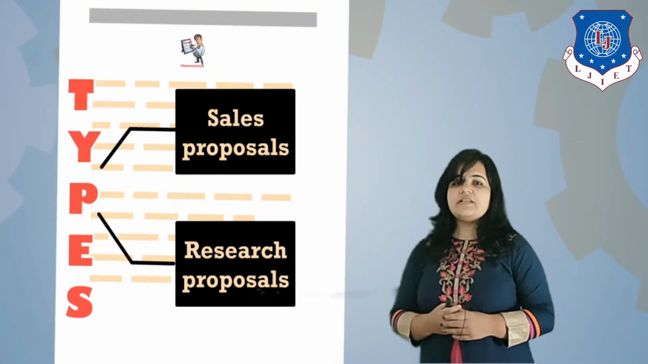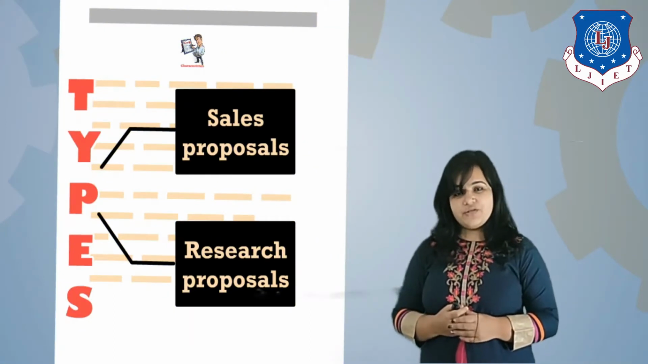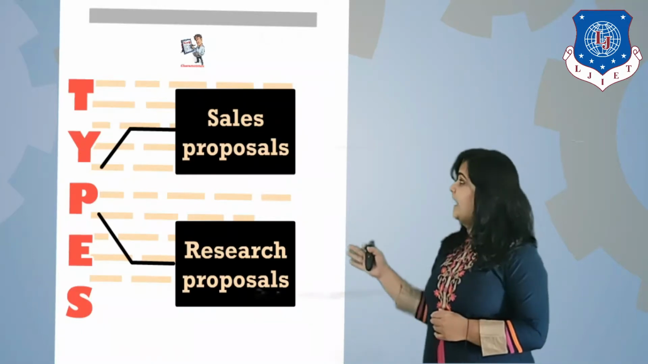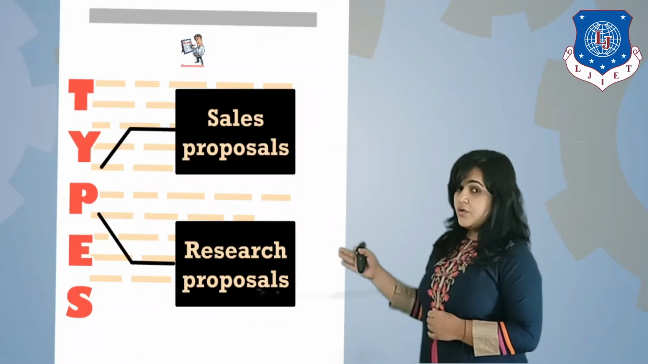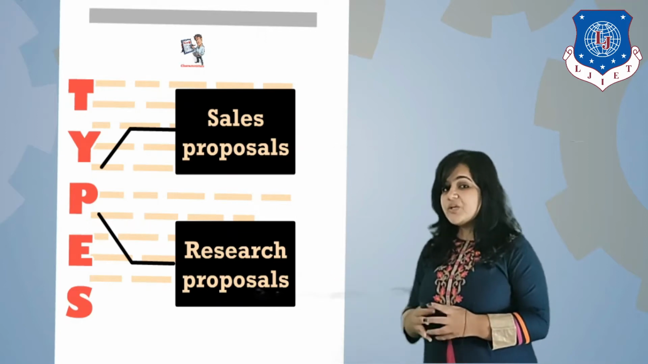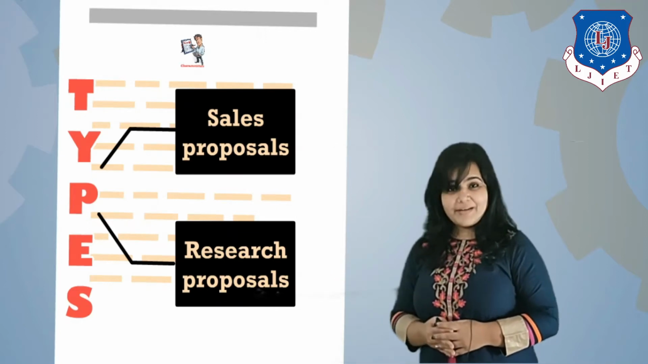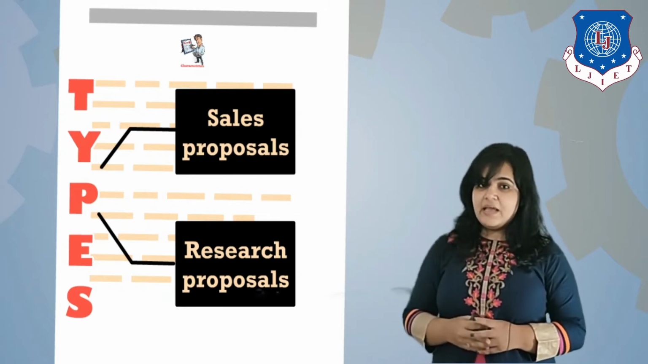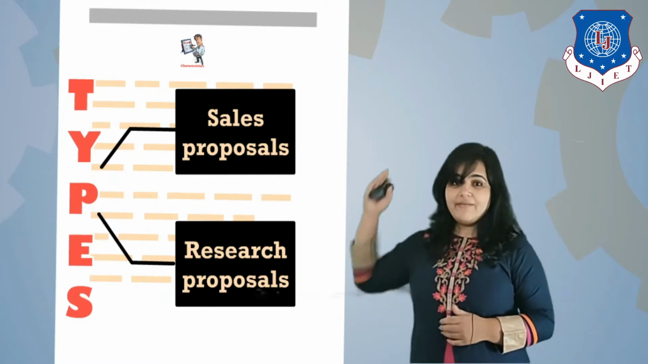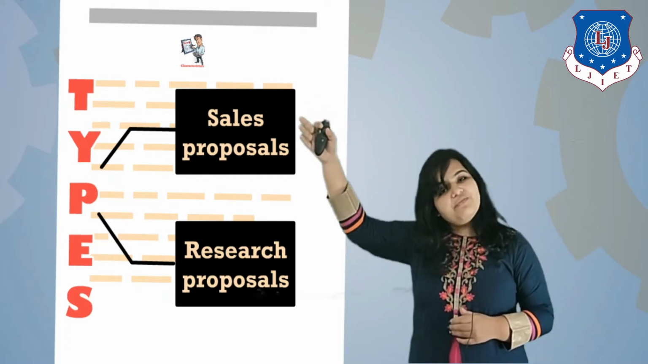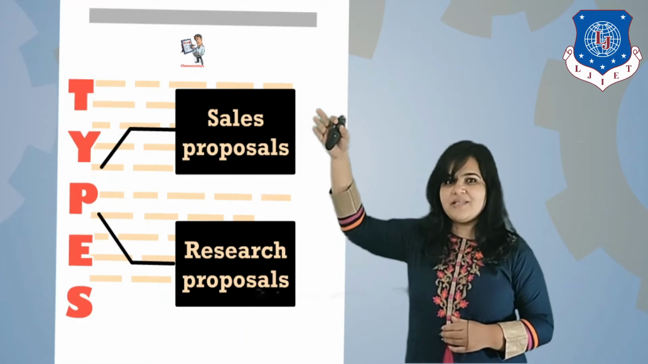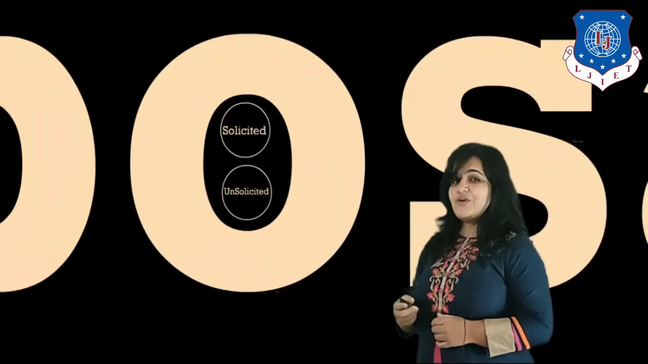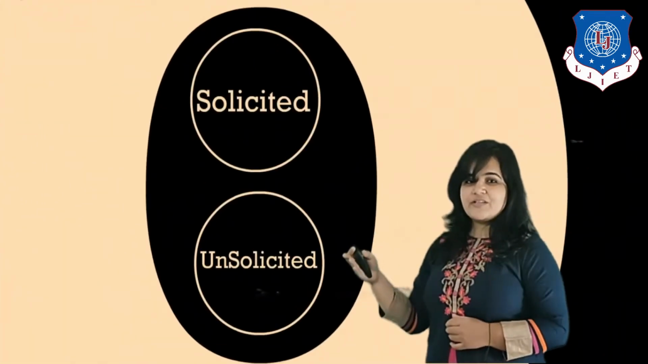Research proposals are generally used by academicians. They use research proposals to receive grant from different organizations or from government to carry out a particular research about a particular topic. So, research proposals would be for carrying out a research, while sales proposals would be for carrying out business, a long-term business. Both these proposals can be solicited as well as unsolicited.